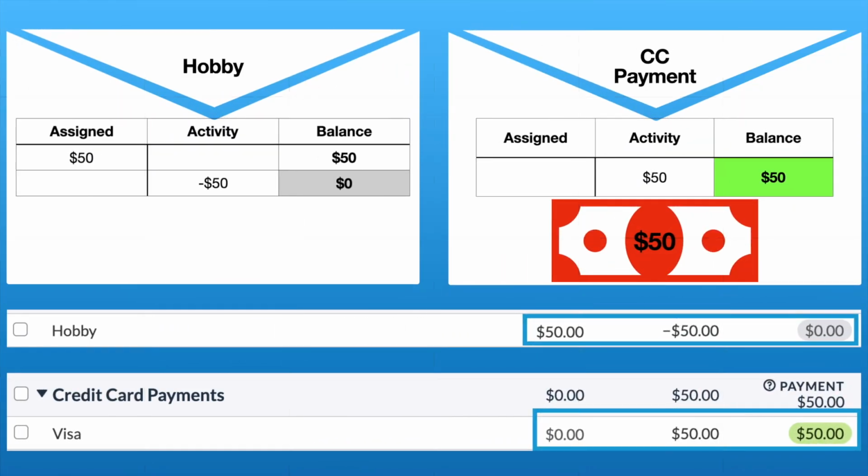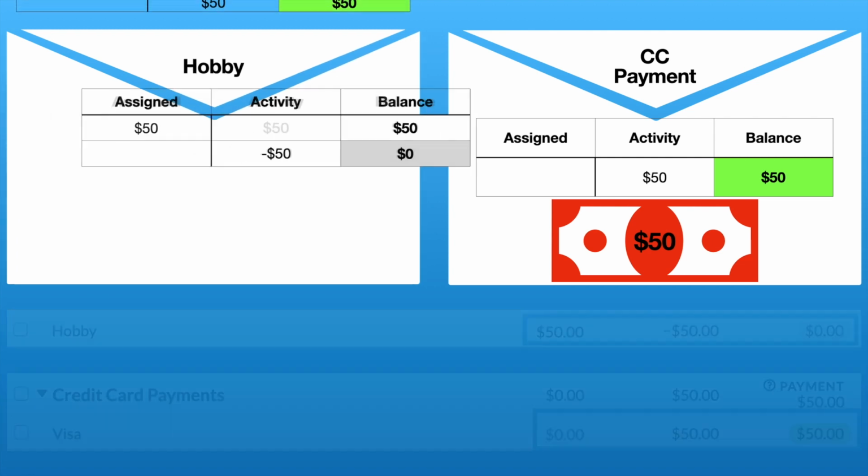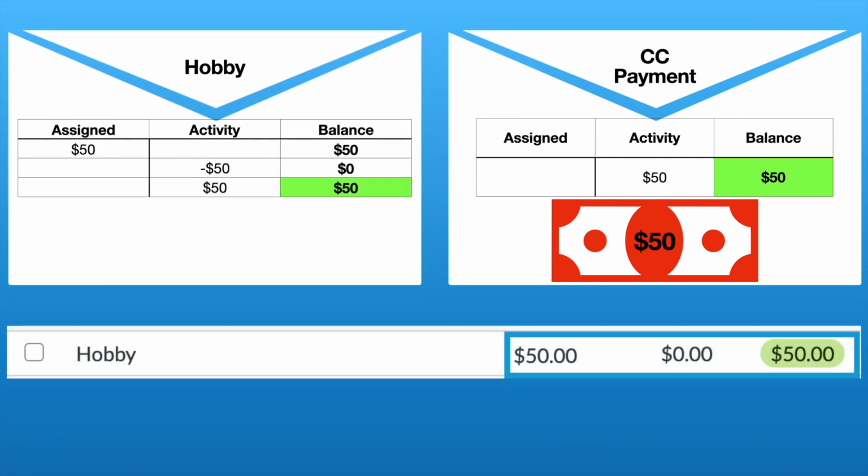So the next thing we're going to cover is making a return on your credit card. Now, this credit card return could be in the same month, or it could be in the following month, but this is what will happen when you do the return. We have in this month, let's say in this example, we returned it in this month. So we see that we've assigned 50, we spent 50, and that money is sitting aside for the credit card payment.